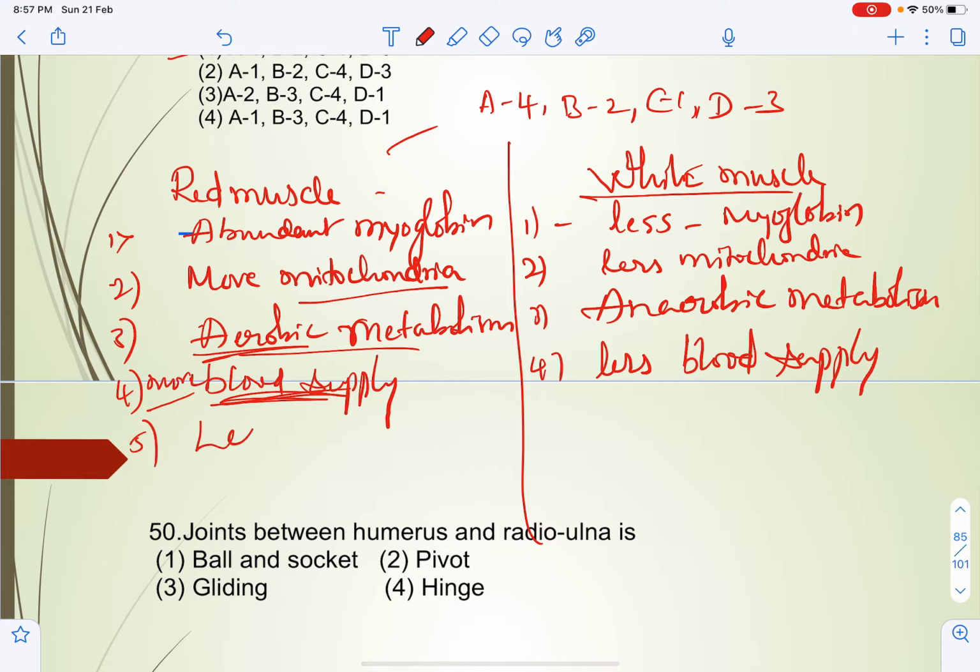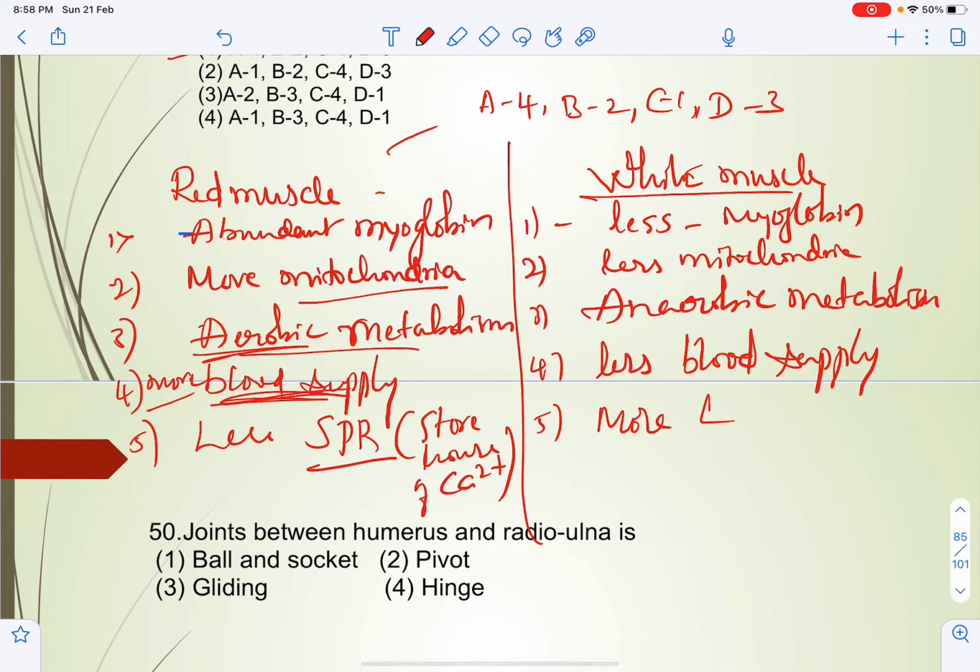In this case, less sarcoplasmic reticulum. We know that it is the storehouse of calcium ions. And here in this case, more abundant sarcoplasmic reticulum. So these are the things you have to keep in mind.